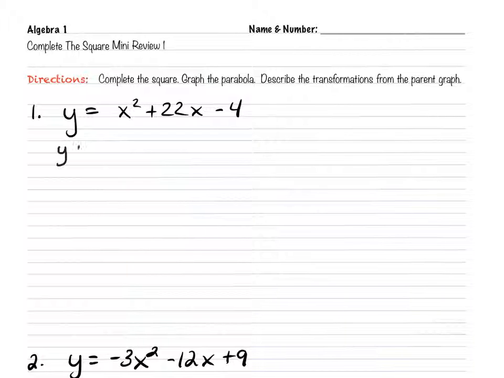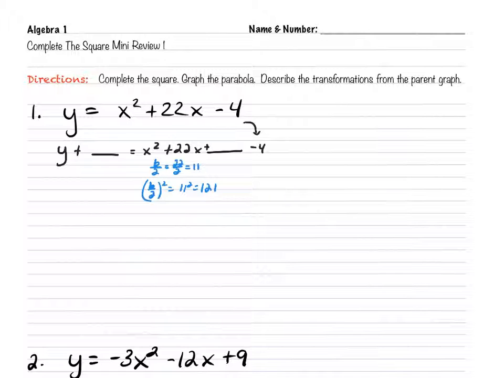So we give ourselves blanks on each side, and we move over that existing value because we're going to fill in our own. Now the next thing we want to do is calculate our b value and b over 2. So in this case, our b value is 22. If I divide that by 2, I get 11. So if I can take b over 2 and square it, that'd be 11 squared, which is 121. That's the number that is going to complete my square.